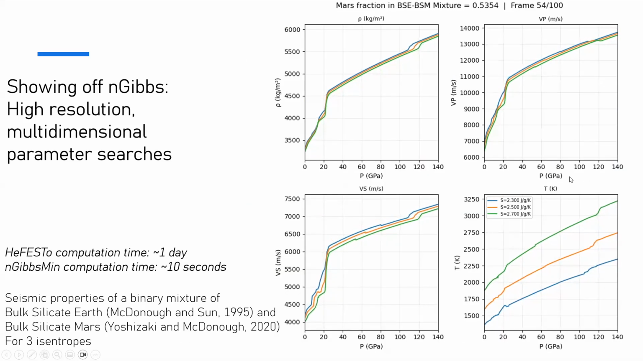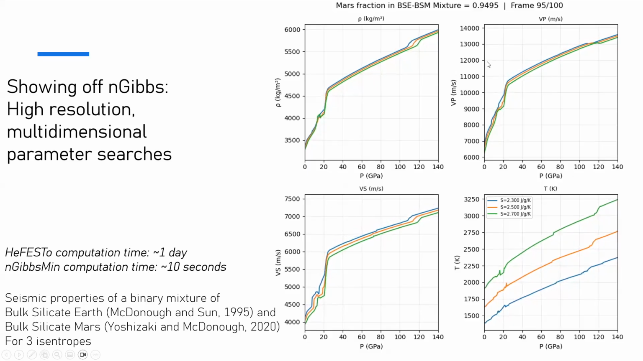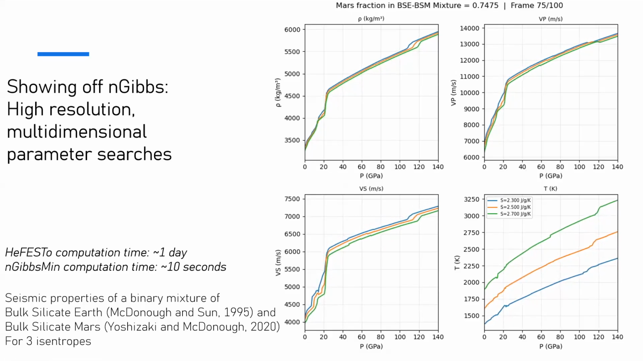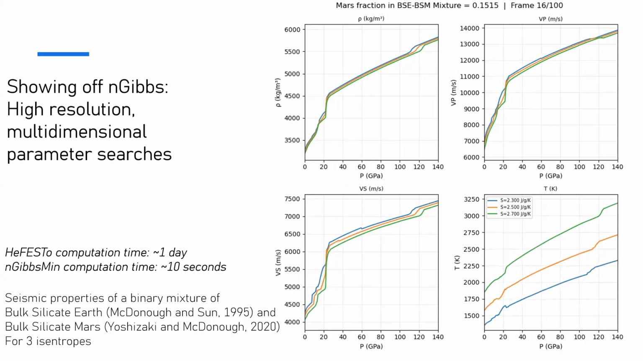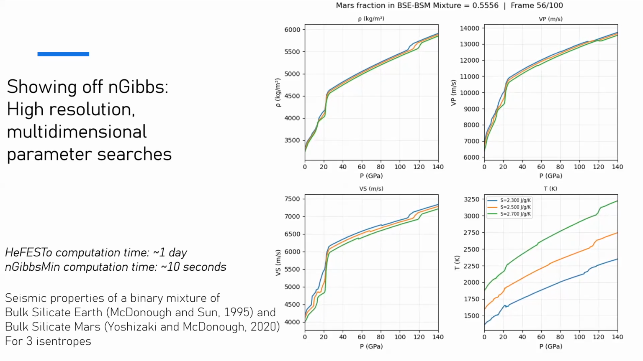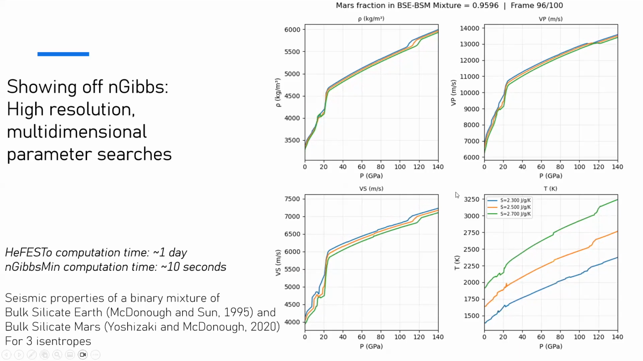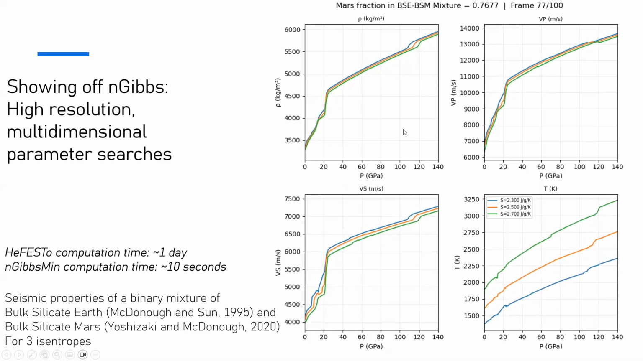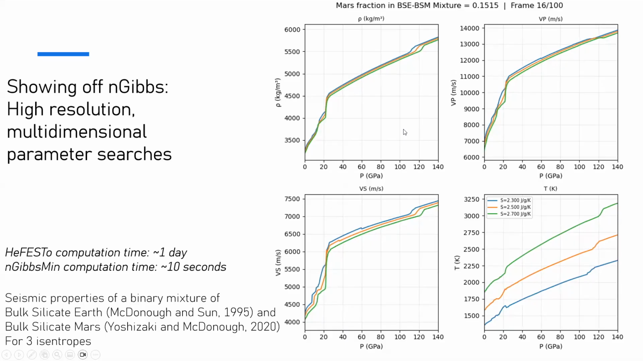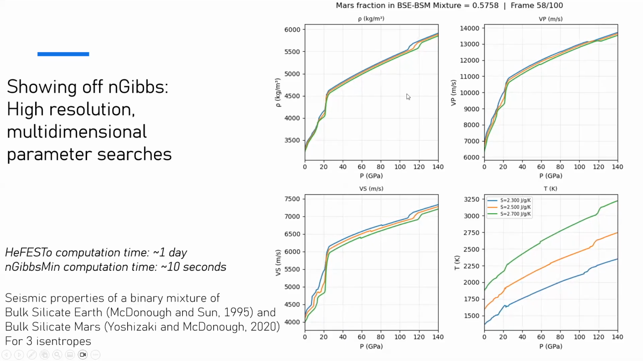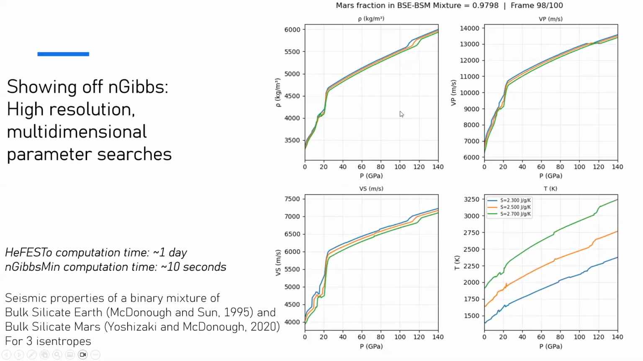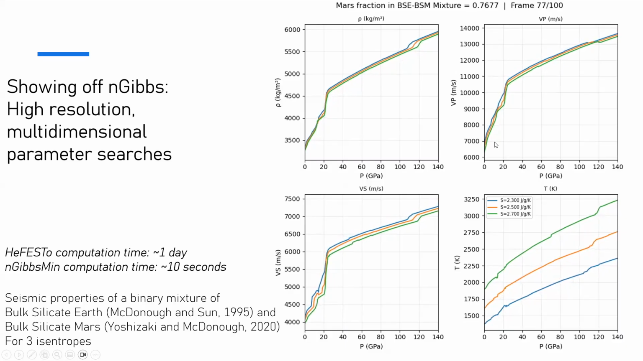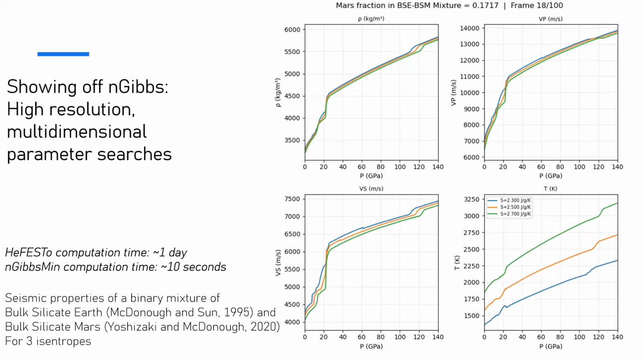Here's another similar animation where we're, well, yeah, with great power comes great responsibility. I was doing something that probably doesn't make any sense, but I thought was fun. I'm mixing bulk silicate Earth and bulk silicate Mars and just seeing how the properties change. So what we're seeing here is a gradual transition from bulk silicate Earth to bulk silicate Mars. I have a resolution of 100 different mixtures for the two.